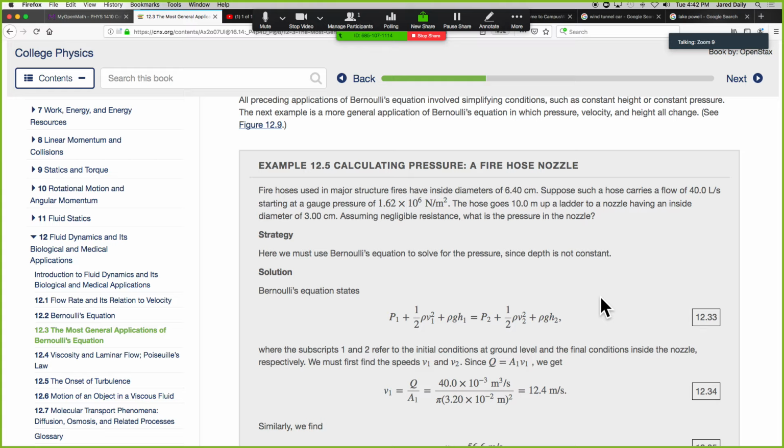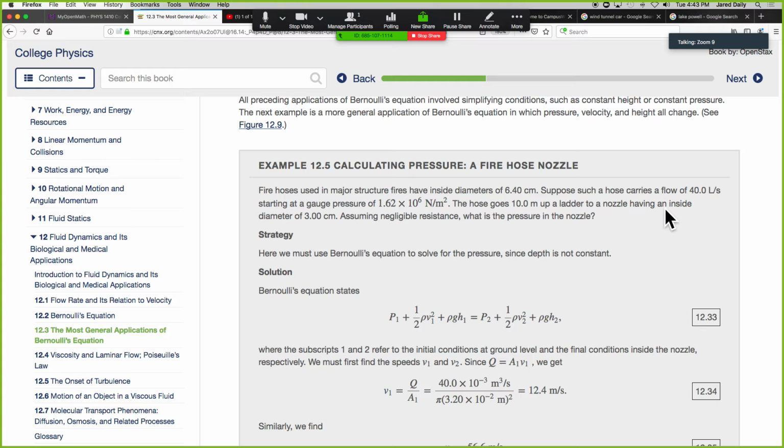Let's see. Oh, actually, they're not going to use Torricelli's theorem here. They're going to use Bernoulli's theorem here still. Bernoulli's theorem, because we're going to solve for a beginning and ending pressure. We have a beginning pressure, 1.6 times 10 to the 6, and an end. It's going to go up the ladder 10 meters. So we're going to have a height difference. We'll start with a height of 0 and go up 10 meters up the ladder, and then we have a flow of 40 liters per second.